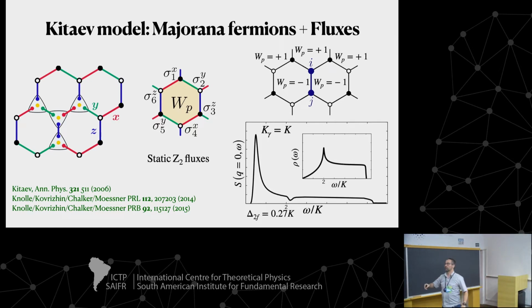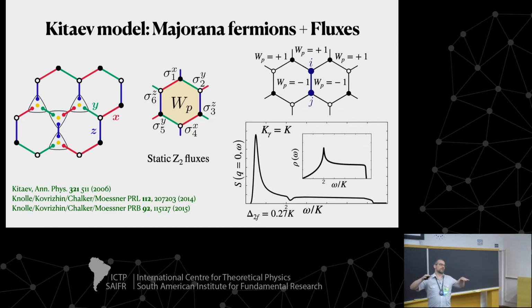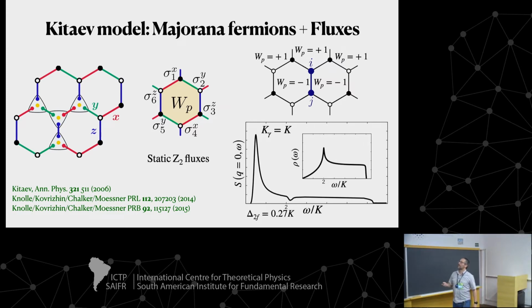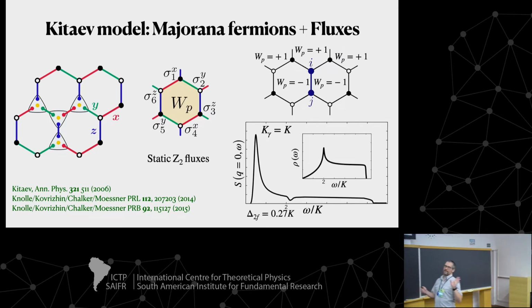This is an exact solution. Your job is to find which flux configuration gives the lowest energy. Okay, so that's essentially how it works. And then basically, this flux can have 2 values. It can either be +1 or -1. The ground state for the clean model is when the fluxes are all equal to +1, which you call the 0 flux state, which means no flux at all.